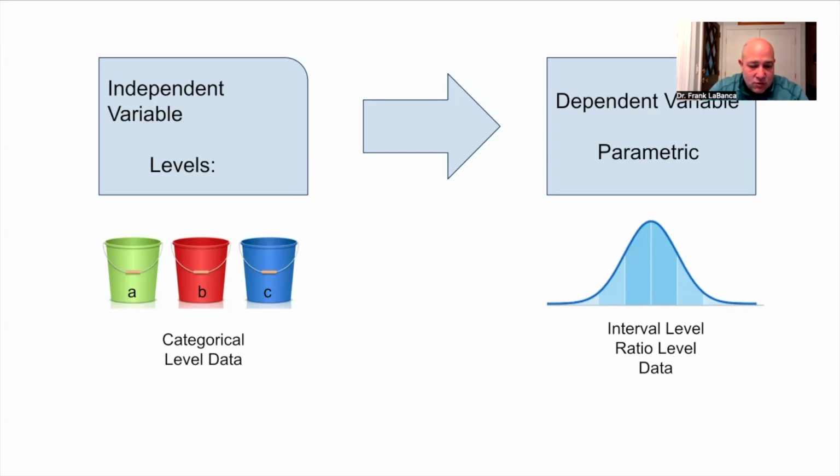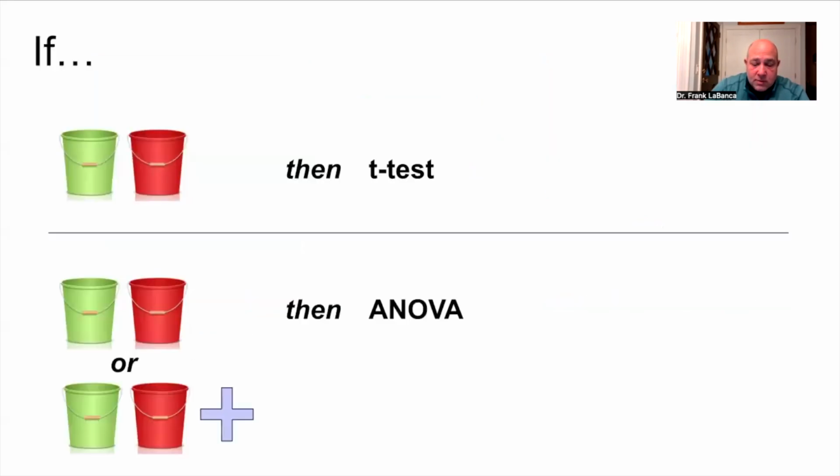So in my drawing, this one has three buckets. We can put stuff in this bucket or this bucket or this bucket. You could have more buckets if you wanted, depending on what questions you're asking. Of course, the dependent variable in that case is parametric, spread out over the curve. It's interval or ratio level data, and it presents in a way to show the effects on the independent variable.